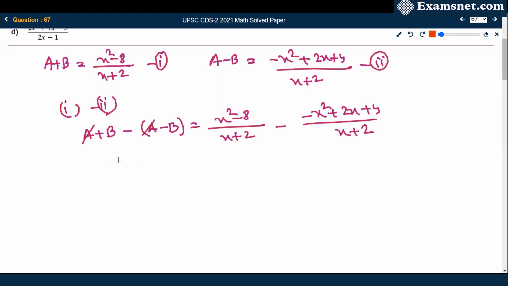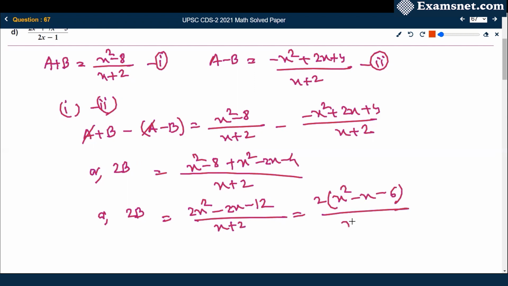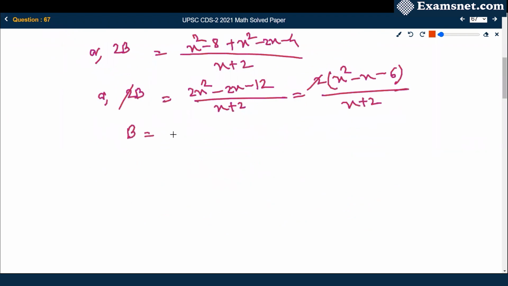So that means a will get cancelled. It will become 2b. And here x square minus 8 plus x square minus 2x minus 4 by x plus 2. We can further simplify it. So 2x square minus 2x minus 12 by x plus 2. After taking 2 common, we can write x square minus x minus 6 by x plus 2. Since 2 is on both sides, we can write b equals x square minus x minus 6 by x plus 2.